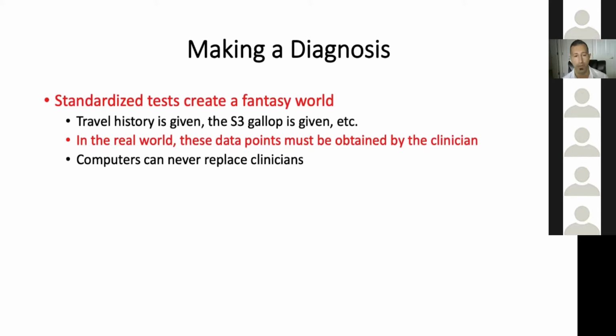They don't do that. So the clinician has to, number one, identify that travel history is important in this case, gather that history. In the example of the S3 gallop, the clinician has to, number one, understand that the heart exam is important in this case. Number two, has to be able to listen to the heart properly. Number three, has to be able to recognize the S3 gallop. And number four, has to synthesize that S3 gallop into the case and understand how it affects the case and the differential diagnosis. And so it's really multi-layered.